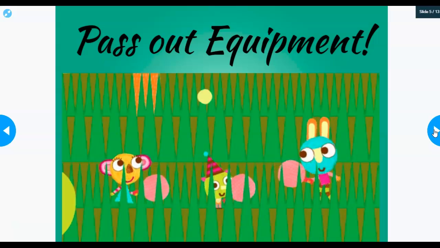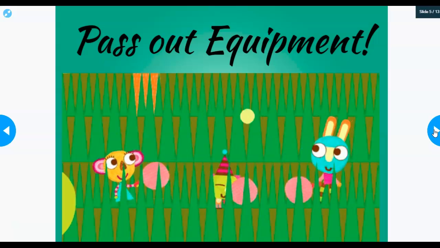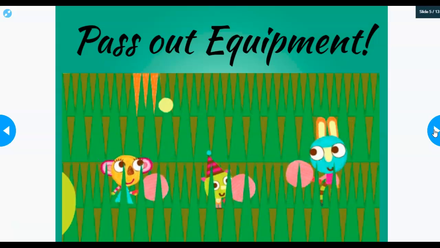Teachers, now would be the time to pass out equipment. Each student should have a balloon and one paper plate.